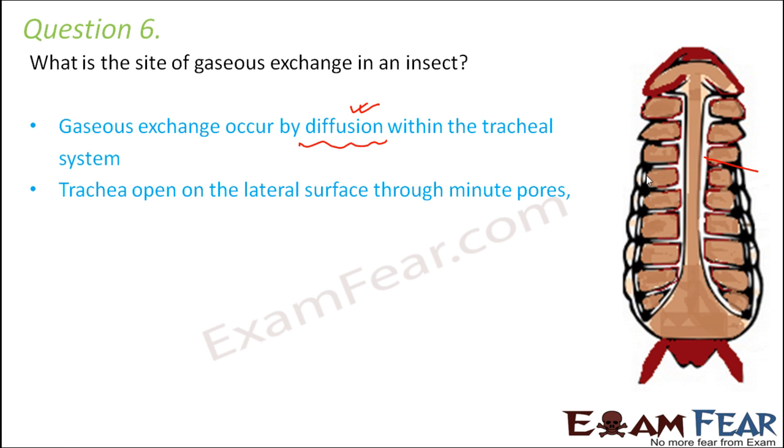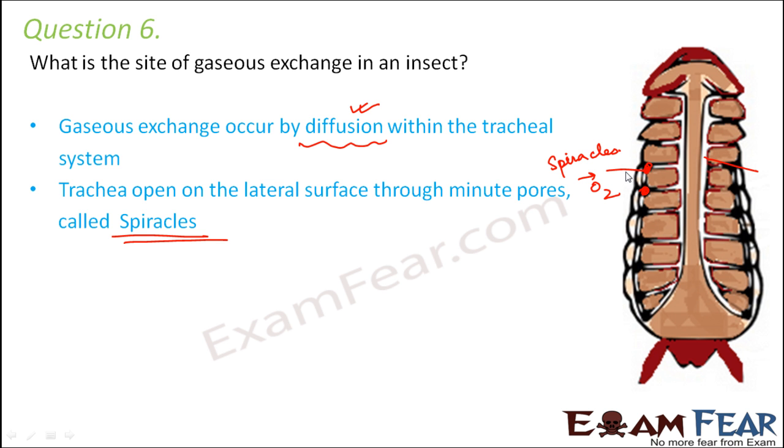Now these trachea open on the lateral surfaces through minute pores, and these pores are called spiracles. So these pores which you see, these black colored dots, are nothing but spiracles. Through these minute pores the oxygen enters inside. Once the air reaches inside, through these tube-like structures it reaches different parts of the body by diffusion. So these tube-like structures are the tracheal system. The air from the spiracles goes to the trachea. From the trachea it diffuses to different cells. So this is how oxygen moves.